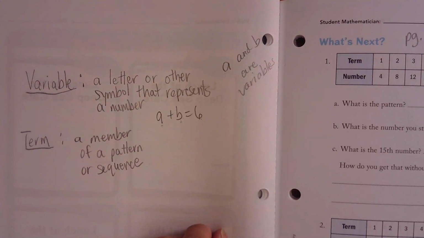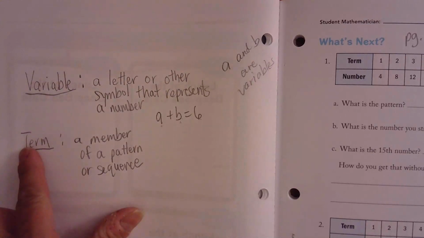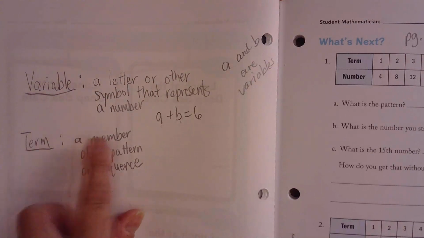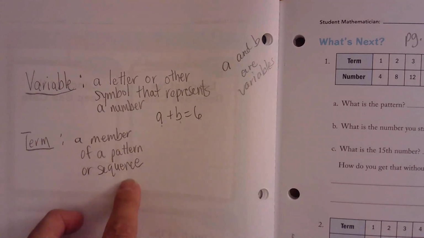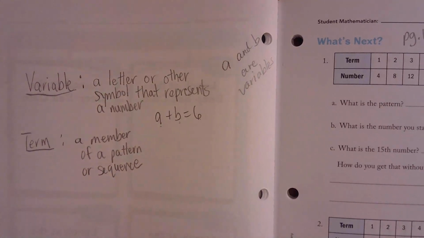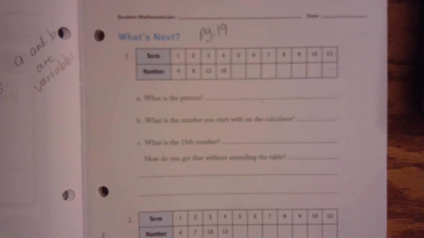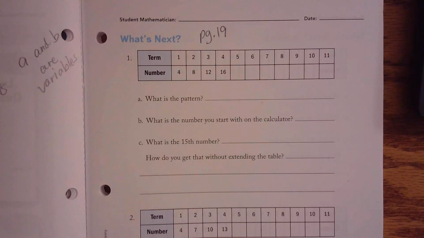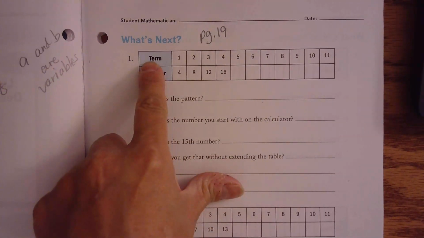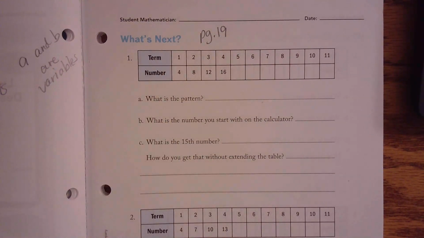Another word that we're going to be looking at today is the word term. A term is a member of a pattern or sequence. Now, I'm going to ask you to please turn in your awesome algebra book to page 19. I'm going to wait for you to get there, and you can see already the word term. Again, that's a member of a pattern or a sequence.